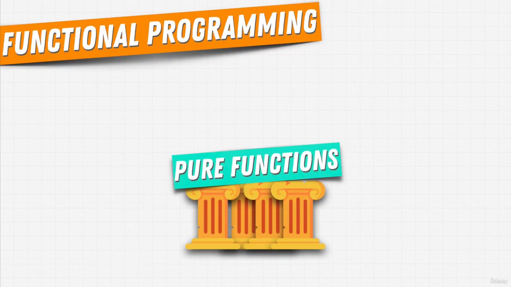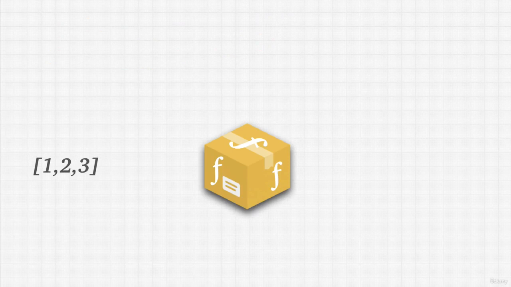What is a pure function? Well, a pure function looks like this. We have a function. So instead of a box that we had before of objects of all these functionalities, think of this as just a simple function. And let's say we give it a list containing 1, 2, and 3.